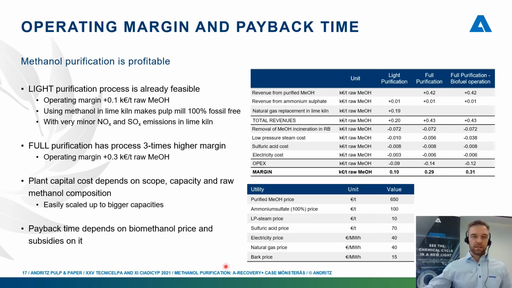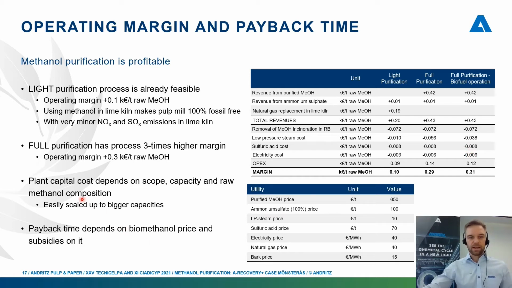Already having this light purification process is very feasible, since you can replace natural gas in the lime kiln and make the pulp mill totally fossil free. Having the full process has even 3 times higher operating margin, but of course it has a little bit higher equipment cost and steam consumption, since we have some additional distillation steps and an extraction column in the process.